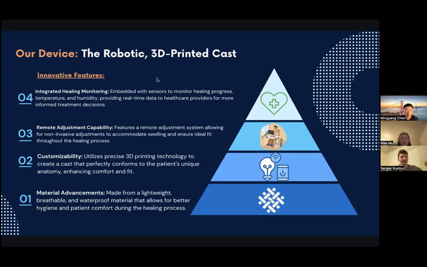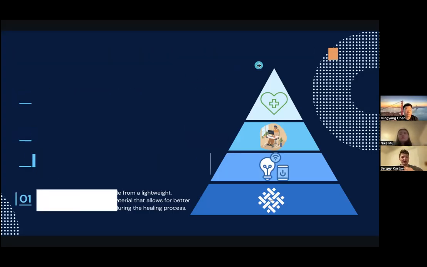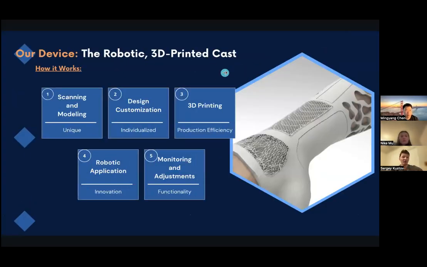Number 4, integrated healing monitoring. Essentially, it's a monitoring system. It's embedded with sensors to monitor the healing progress of the patients, the temperature, and the humidity, providing real-time data to the healthcare provider for more informed treatment decisions, such as if the cast needs to be taken off sooner, or if it needs to be left on for a longer period of time. And essentially, it's very dynamic between the patient and the provider. And just from that segment, I'm going to go ahead and dive into how it works.